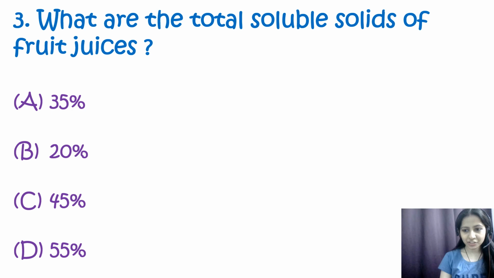So question number 3, what are the total soluble solids of fruit juices? So options are 35%, 20%, 45% and 55%. So over here the correct option is B, that is 20%. So the total soluble solid, that is TSS content of the fruit juice, can vary depending on the type of the fruit juice and its maturity. However, typically it ranges from 10 to 20% of the fruit's fresh weight. So over here the most appropriate answer will be B, that is 20%.